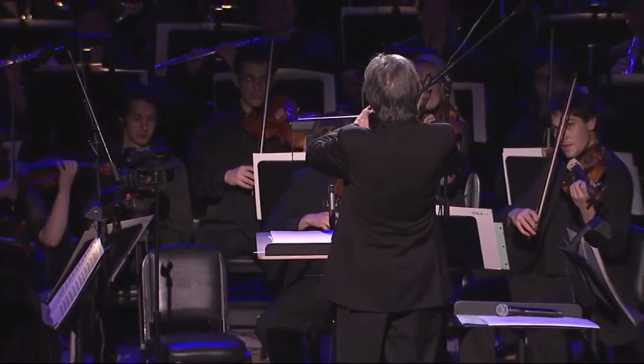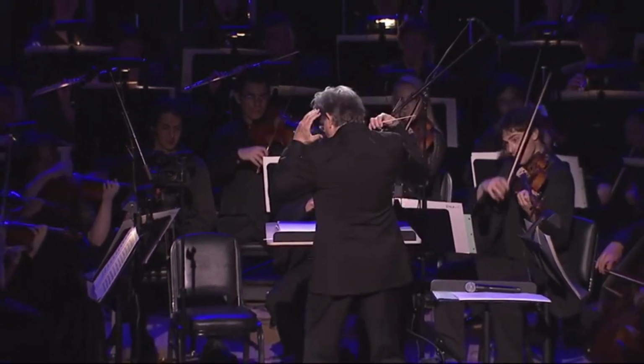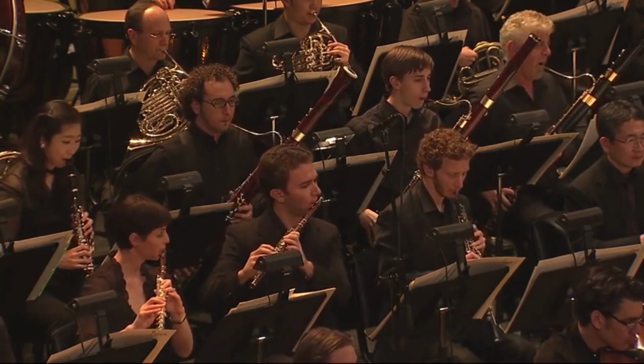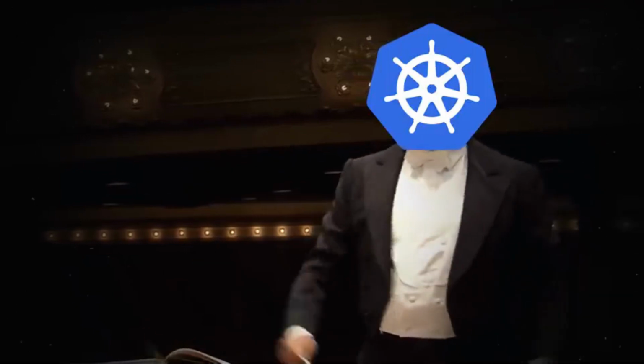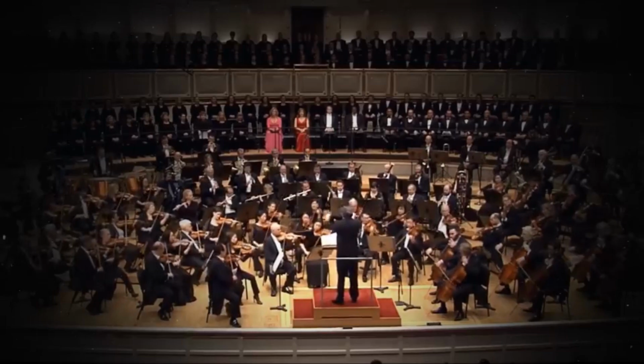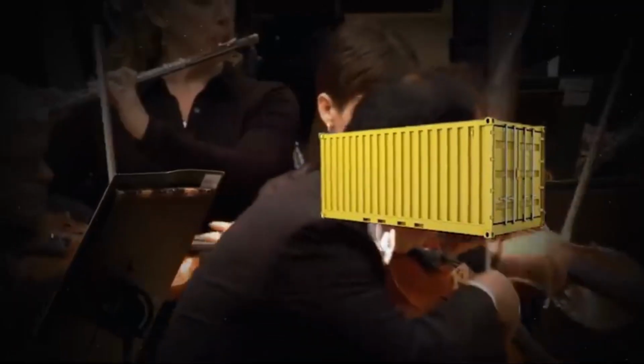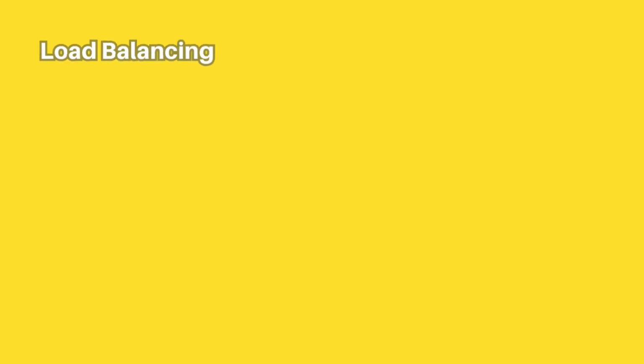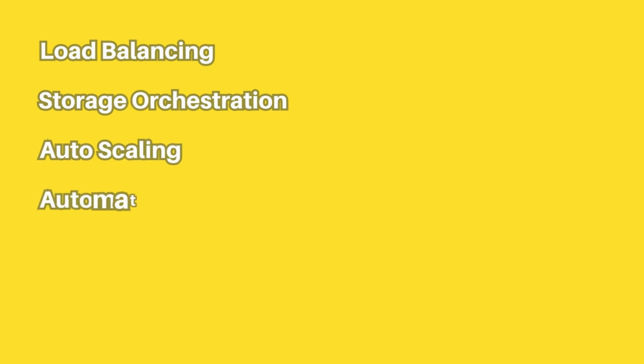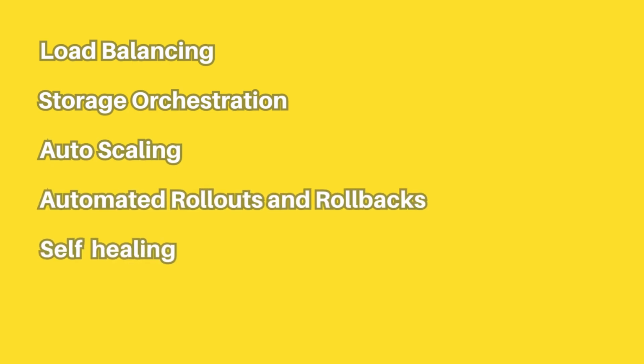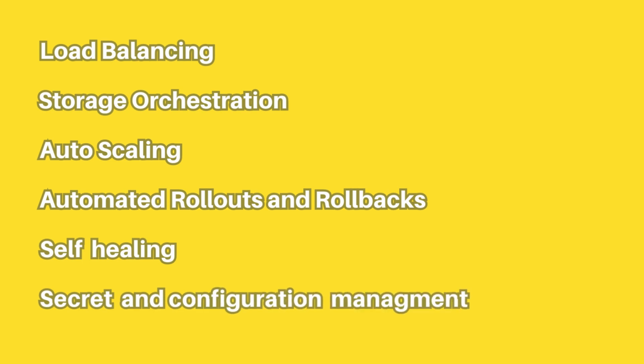You might have seen an orchestra in which a conductor orchestrates the musicians to compose melodious music. Likewise, Kubernetes is an orchestration tool which orchestrates containers to provide features such as load balancing, storage orchestration, auto scaling, automated rollouts and rollbacks, self-healing, secret and configuration management. This is going to be a practical video and Kubernetes theoretical concepts will not be discussed.